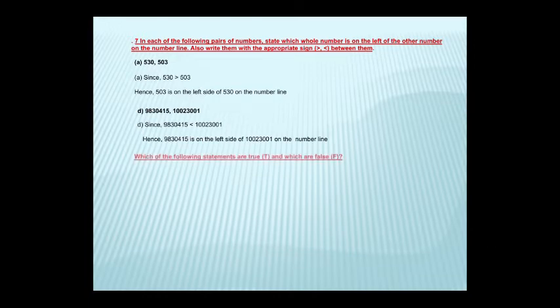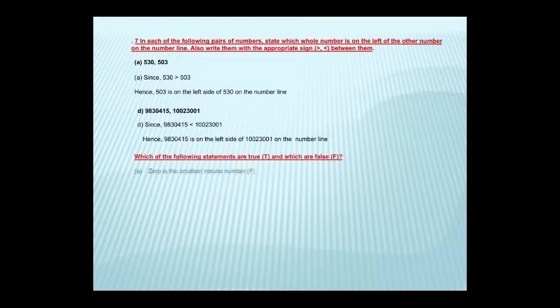Here, this number you can see, 98,30,415, and here 1,23,001. So by the periods only it will be increased. For example, see, here it is a lakh period and the second number is a crore period. So crore period, always crore is greater than the lakh. So you can write, since 98,30,415 is less than 1,23,001, hence 98,30,415 is on the left side of 1,23,001 on the number line.